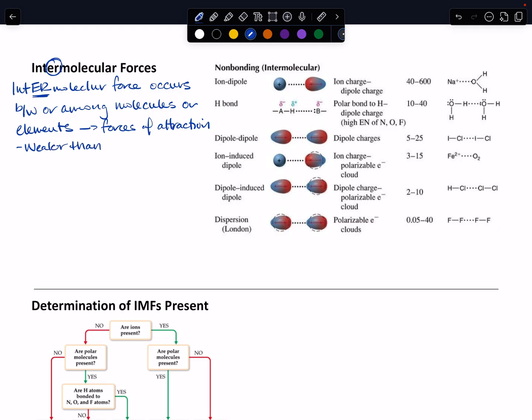than our other forces, the intramolecular forces. Those intramolecular forces are the forces between atoms within a molecule. We actually often refer to them as our chemical bonds. All right, but those are forces of attraction.